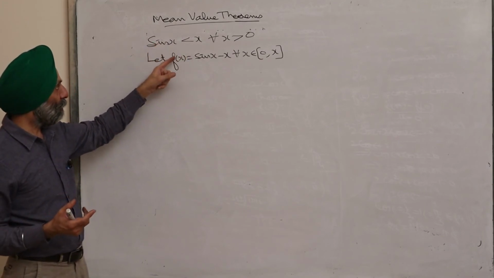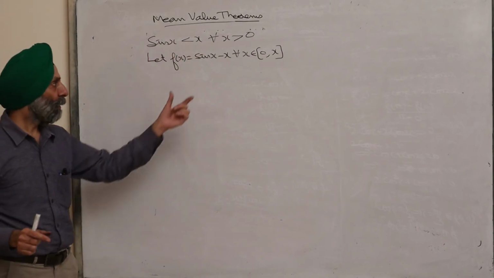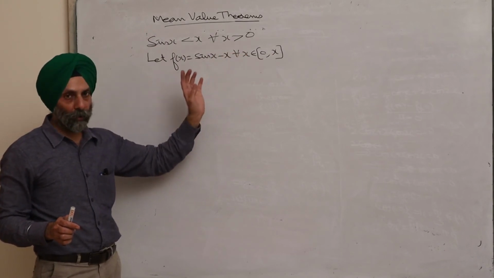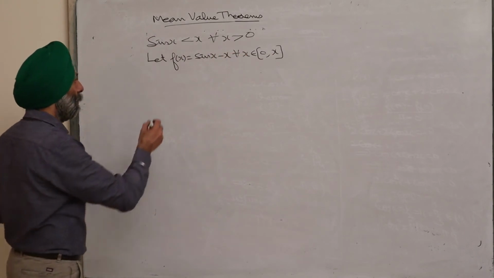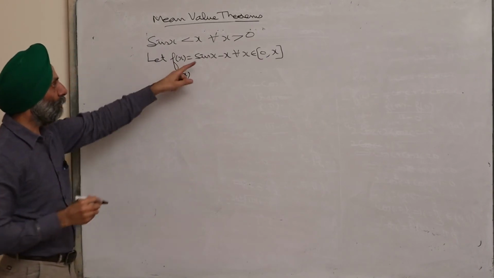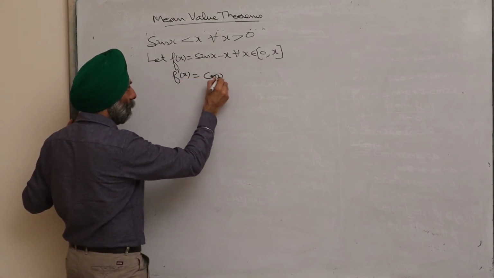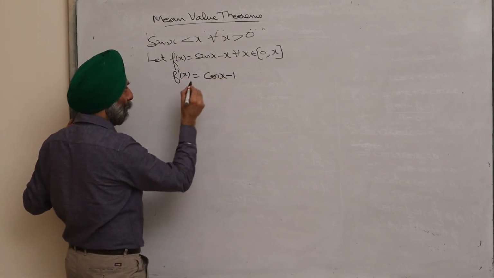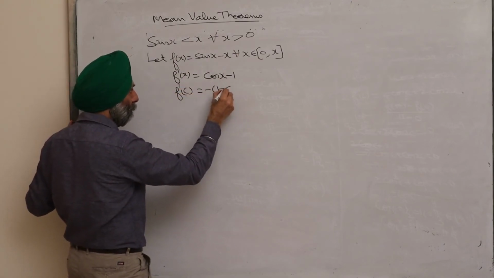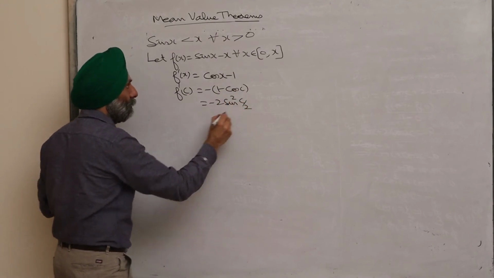So you can consider fx to be x minus sin x or sin x minus x, that is one and the same thing. You can see that this function is continuous as well as differentiable for all the values of x greater than 0. Now therefore all the conditions of Lagrange's mean value theorem are satisfied. So f dash x is equal to cos x minus 1. F dash c is equal to minus of 1 minus cos c, which is your minus 2 sin square c by 2.